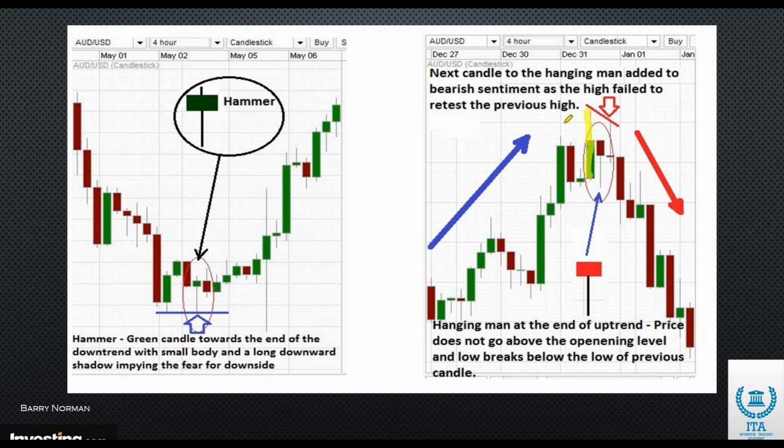Somebody asks, is a hanging man only a hanging man if the body is short? No, a hanging man is only a hanging man if the body is long. This is a hanging man right here. Oh, I'm sorry, body, not wick.